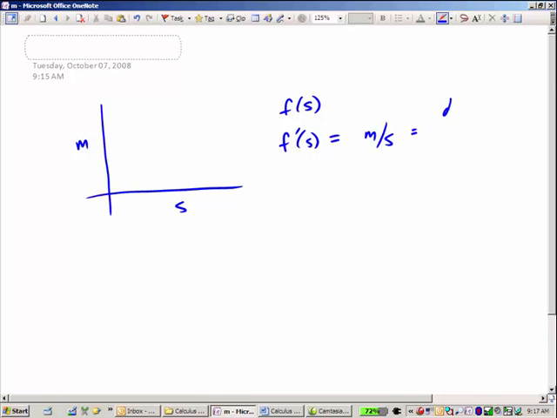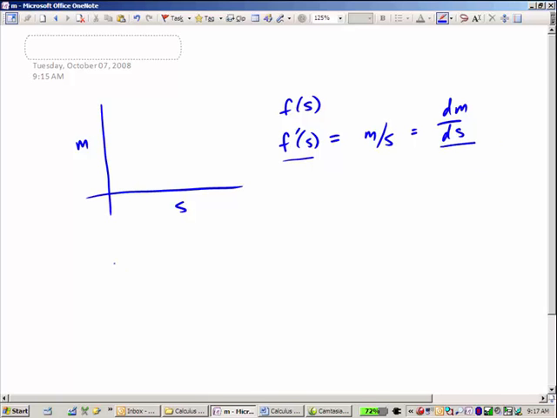Leibniz would write this like this. He would write the derivative as dm over ds. Do you see how this almost screams at you what we're talking about when we're doing a rate of change? Newton had a notation that was maybe a little simpler, but Leibniz had a notation that told you what you were finding.